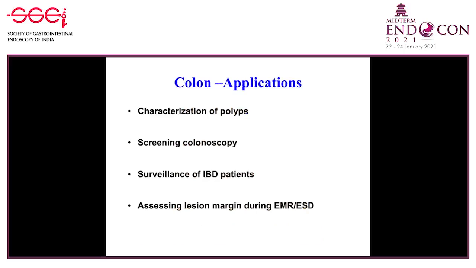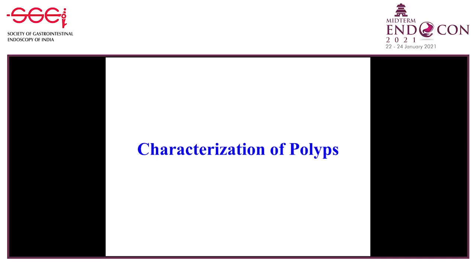The main applications of narrowband imaging in colon are characterization of polyps, that is identifying whether the polyp is adenomatous, malignant or hyperplastic; screening colonoscopy to detect more lesions; surveillance of patients with inflammatory bowel disease; and also during a therapeutic endoscopic procedure like EMR or ESD, where we want to ensure that there is an adequate margin of normal tissue around the lesion which has been resected, and NBI can help us in assessing adequate margin of resection as well. First we'll discuss characterization of polyps.